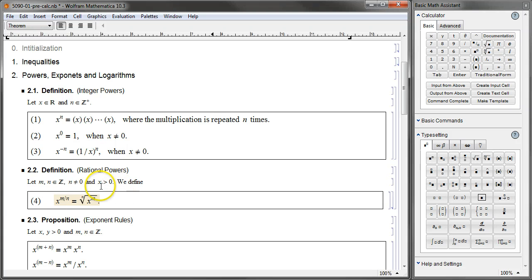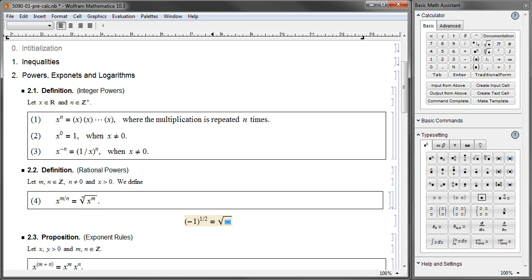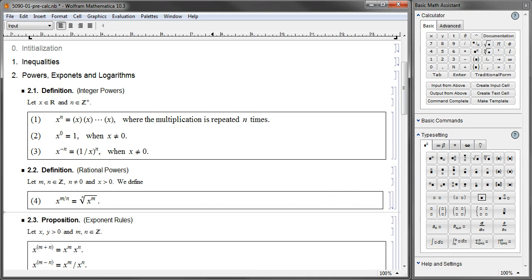We have to have positive base, because what if we have negative base? I mean, what do you mean by, say, negative 1 to the 1/2 power, which is square root of negative 1? That kind of thing doesn't make sense. So we do not consider negative base. X has to be positive. And then when x is equal to 0, well, if m is positive, it is okay, but if m happens to be negative integer, then we have denominator 0 situation. That doesn't make much sense either, so we usually consider the case when x is positive.